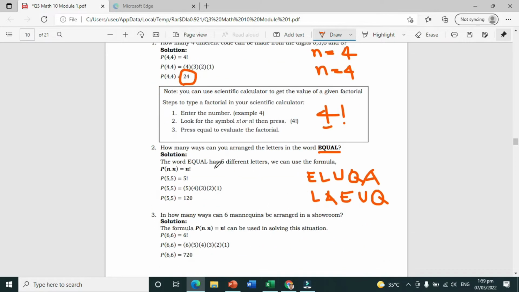Next, number 2. How many ways can you arrange the letters in the word EQUAL? So, example niyan, let's say, first letter ng napili ko is E, tapos second is L, U, then Q, then A. So, isang arrangement yan. Pero kung ang first letter mo naman is L, A, E, U, Q, another arrangement. So, meron na tayong dalawa. So, it would be lengthy masyado kung gagamit tayo ng listing method or yung tree diagram.